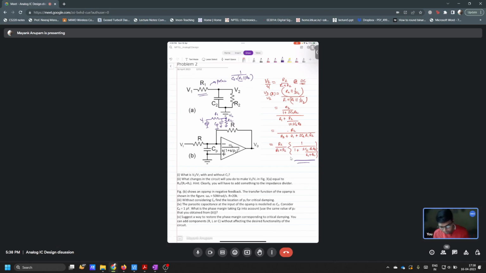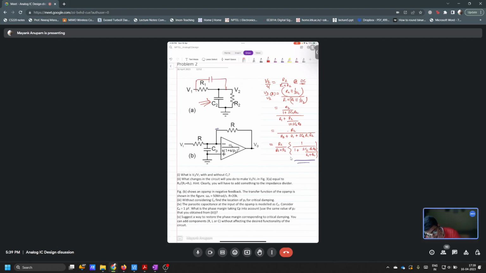So what should I do to get rid of that problem? What changes can I make in this circuit so that I get a V2 by V1 ratio which is independent of frequency? We should introduce a zero. And how can I do that? A capacitor parallel to R1.